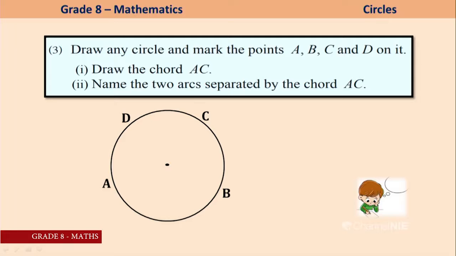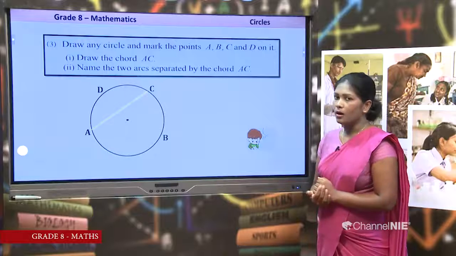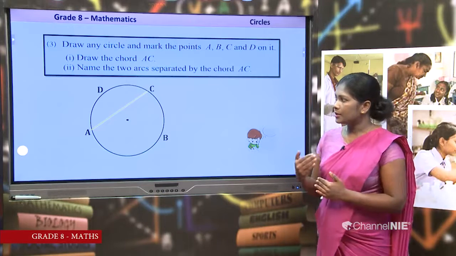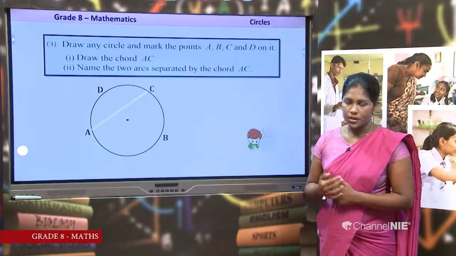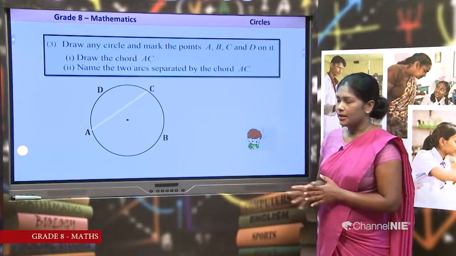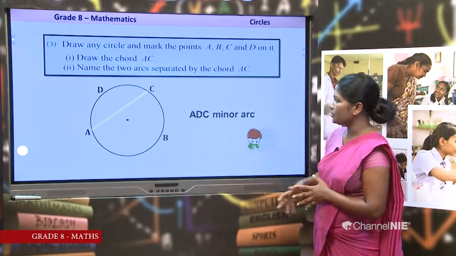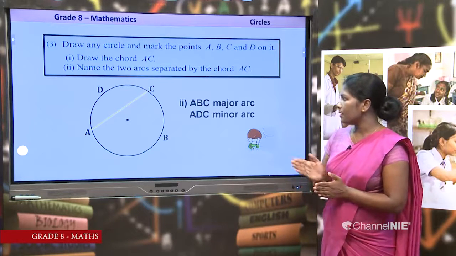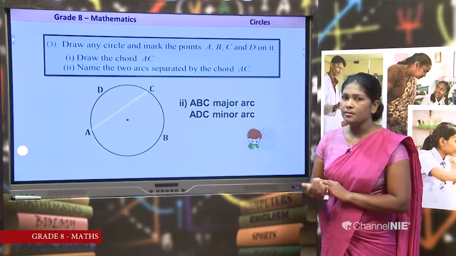Then first question, draw the chord AC. Where A and C are, you can join these two points. Then the second one, name the two arcs separated by the chord AC. AC chord separated this curved line into two parts. So, what are they? Now you know ADC is the smallest one. Then you can write ABC major arc, ADC minor arc.